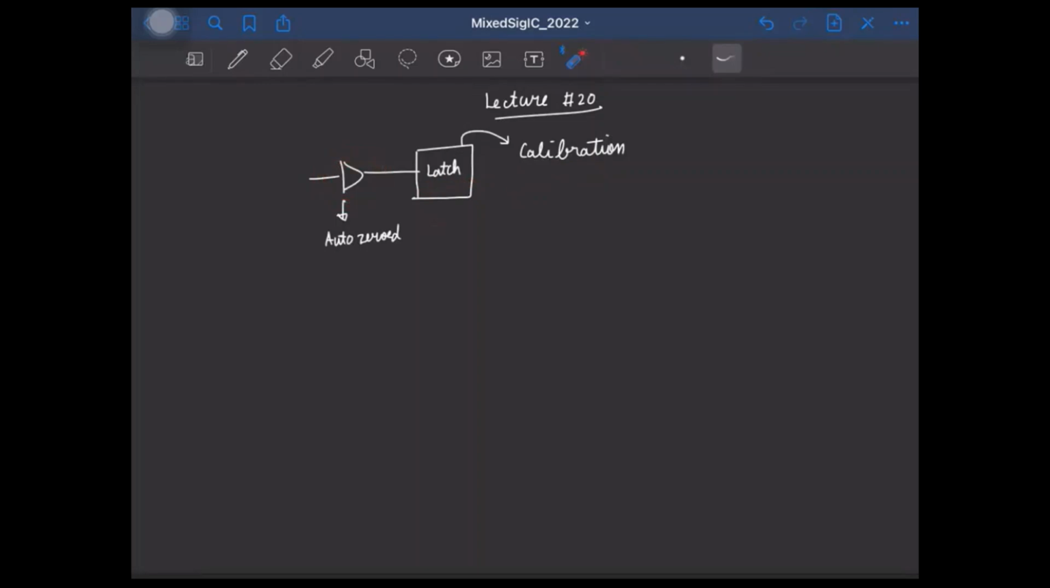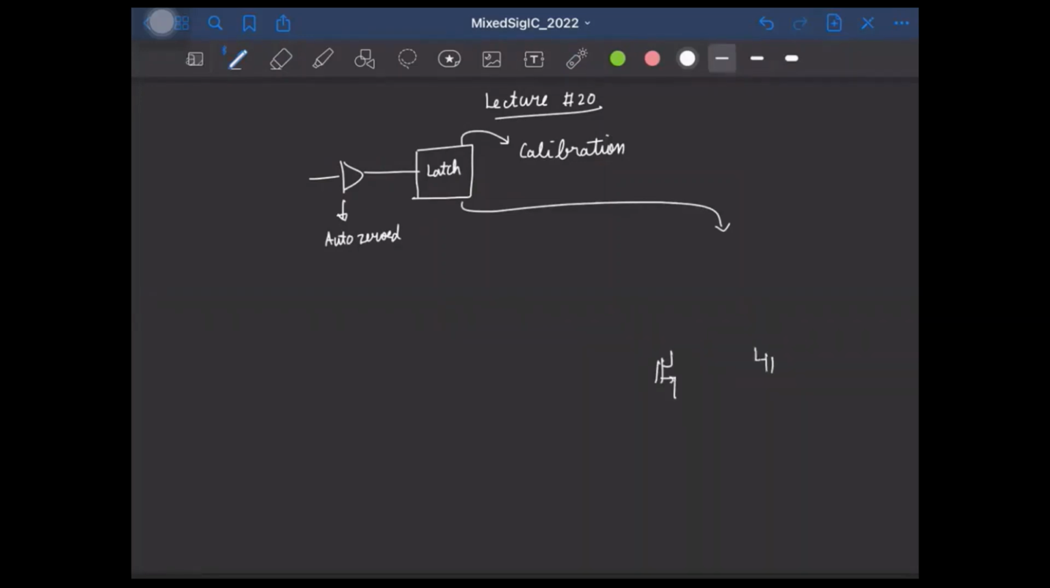Okay. And please note that this preamp not only helps us in reducing the effect of the offset in the latch, but it also increases the overall regenerative gain of the entire comparator. Okay. And for the latch, we saw one popular architecture is the strong arm latch.